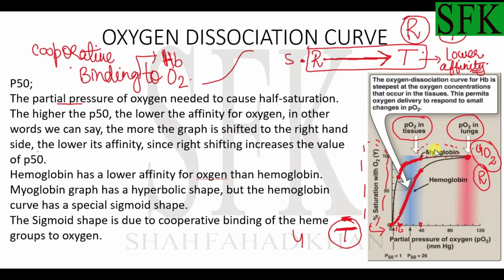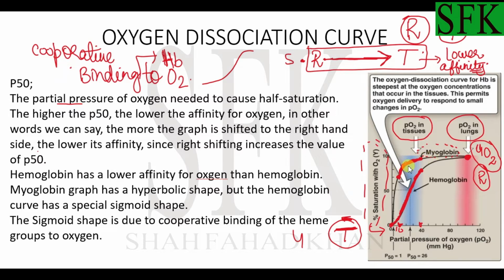So myoglobin has a higher affinity for oxygen than the hemoglobin, and this affinity is also important because if we talk about the muscle cells, in the muscle cells we have myoglobin, which has to accept oxygen from the hemoglobin. So it has to have a higher affinity for oxygen than the hemoglobin, so that it is possible for the myoglobin to accept the oxygen molecules from the hemoglobin.